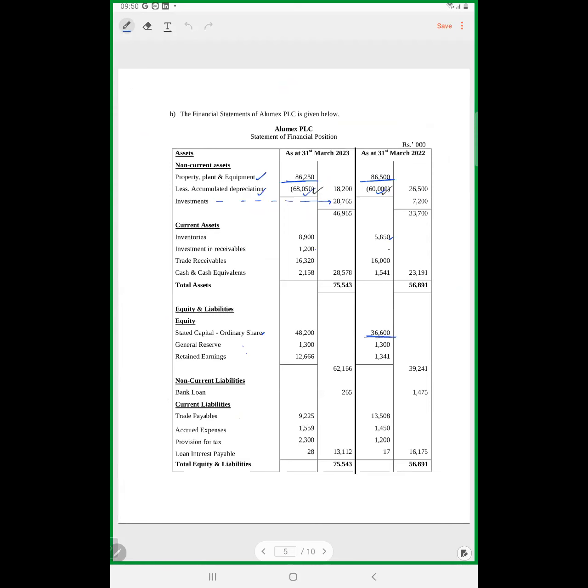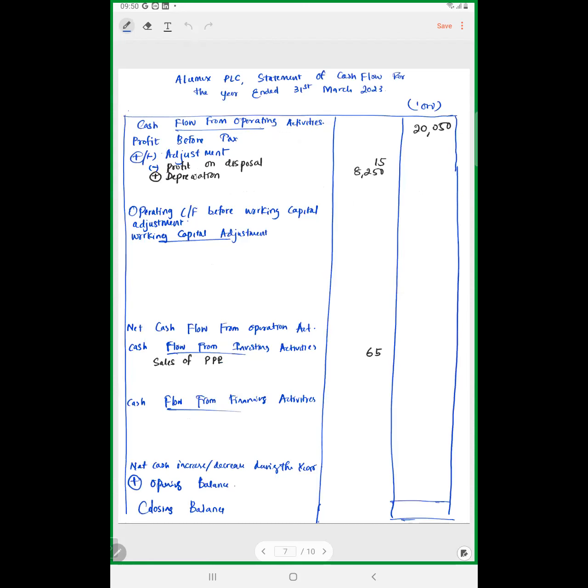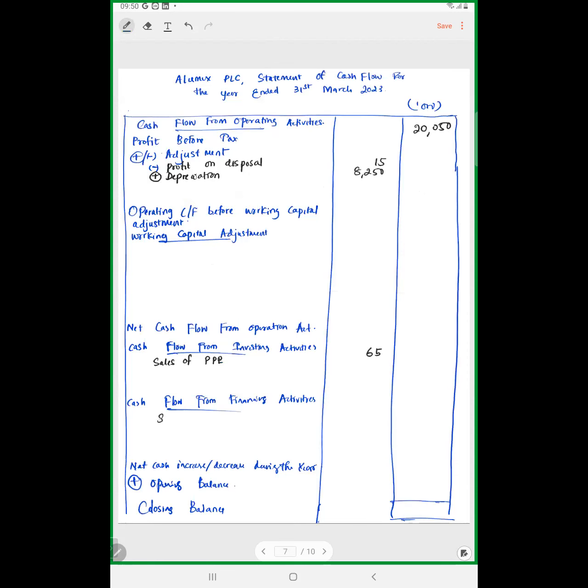Opening balance was 36,600. Ending balance was 48,200. So what is the difference? 48,200 minus 36,600. 11,600, right? Yeah. So then we can record that amount under the financing activity. Share issue, 11,600.